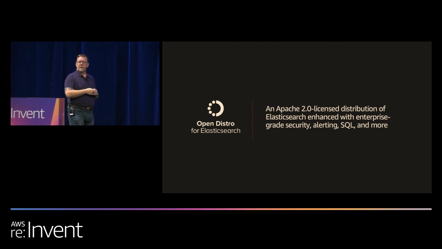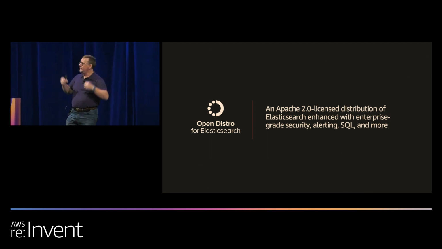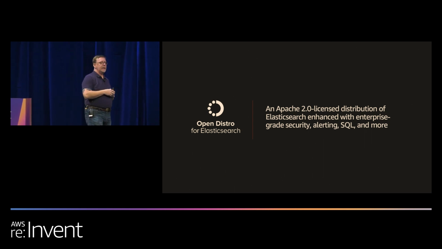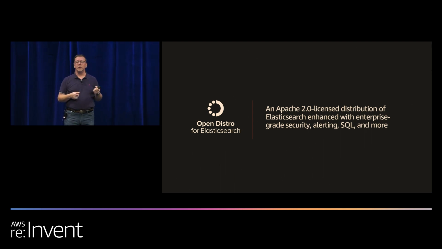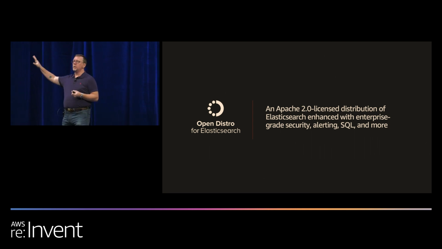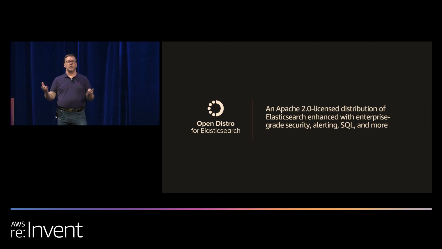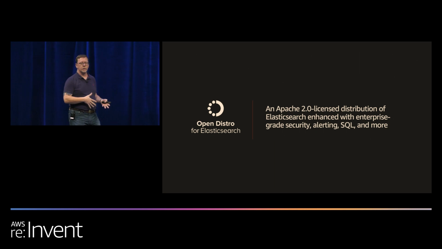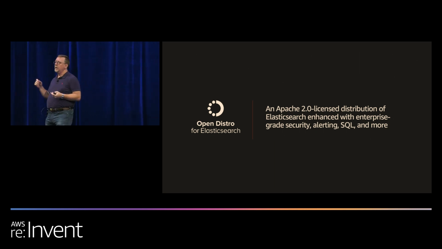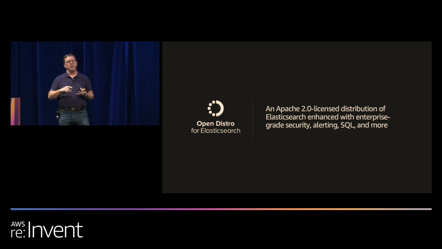So what is Open Distro for Elasticsearch? Open Distro for Elasticsearch is an Apache 2.0 licensed distribution of the open source version of Elasticsearch. And the open source version of Elasticsearch is already available as open source software. With Open Distro for Elasticsearch, what we've done is we've actually developed and built additional plugins on top of Elasticsearch to provide additional capabilities in terms of security and alerting, SQL, deep performance analysis. We'll get into all of that. And we've open sourced those as well.